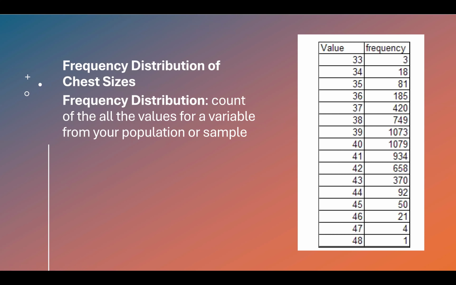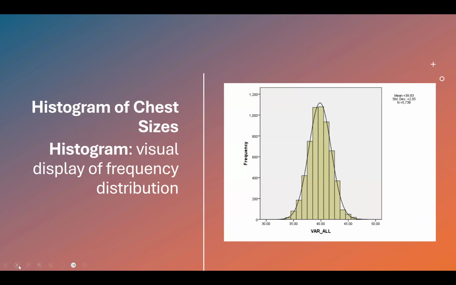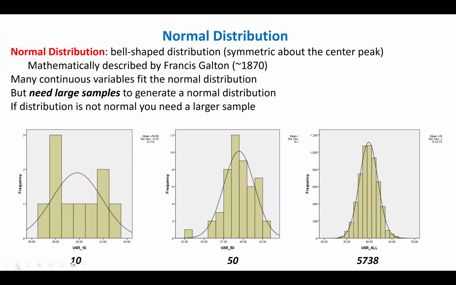So when we do a distribution, it looks a little bit different like this. So this is the histogram of that distribution. So it's just a visual display, right? Instead of the numbers. Some people like charts, some people like graphs, some people like neither, but it's good to know how to do all of them.